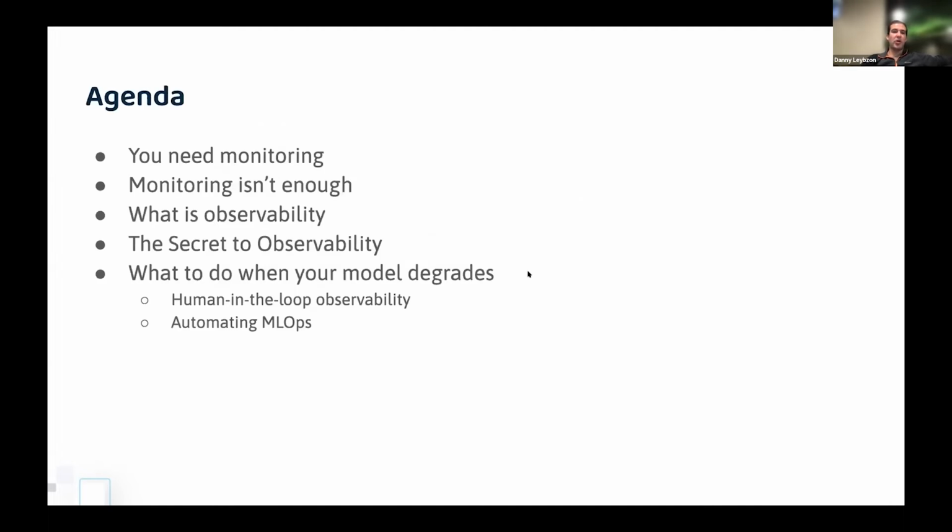So with that little overview of MLOps and of the importance of MLOps in order to ensure the reliability and robustness of machine learning models when they're in production, let me go over the agenda of what I'm going to be speaking about today. The first thing that I'm going to touch on is the fact that you need to monitor your machine learning models. But I'm going to take us a step beyond monitoring and talk about the fact that monitoring by itself isn't enough, and that it's really just the tip of the iceberg. That in order to get true value out of monitoring, you also need to have observability. I'm going to talk about what is observability, and then I'm going to talk about the secret to observability.